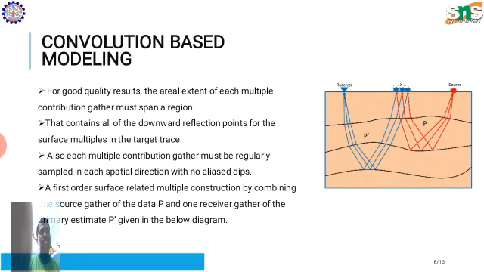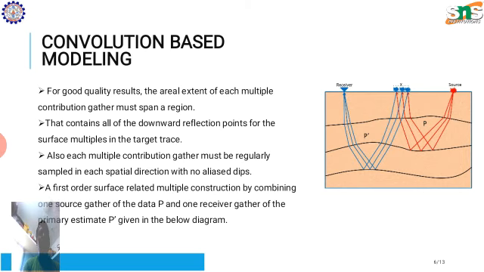Also, we see in this diagram the first order surface related multiple construction by combining one source gather of the data P and one receiver gather of the primary estimate. Ideally, this method requires that the source signatures are consistent, the source and receiver are co-located, and the seismic data is well sampled and completely acquired.